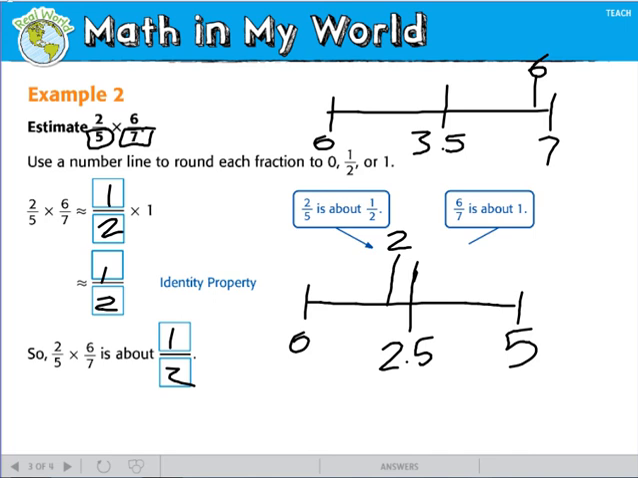I thought you said 1 times 2. But now I know that you did. Okay. So that's your other example. I like these number lines better. I don't have 3 different denominators that I'm trying to figure out. Okay.